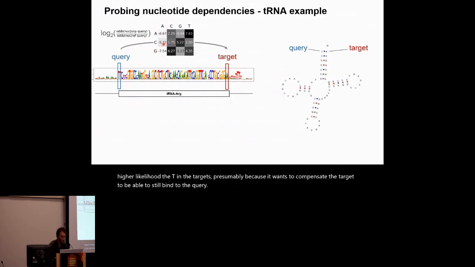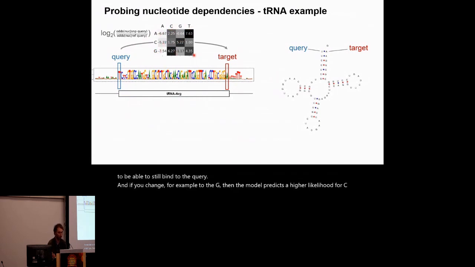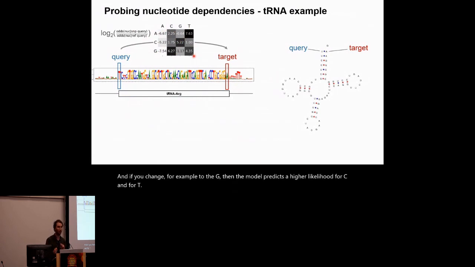And if you change, for example, to the G, then the model predicts a higher likelihood for C and for T, because in RNA you also have wobble base pairing, where the G can bind with the U. So we extract a value for the dependency between query and target, which is the maximum value within this table. We are interested in how a query can maximally affect the reconstruction of a target. On a sequence of n nucleotides, you can have about n squared dependencies.